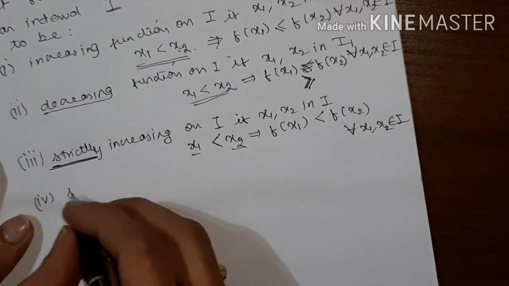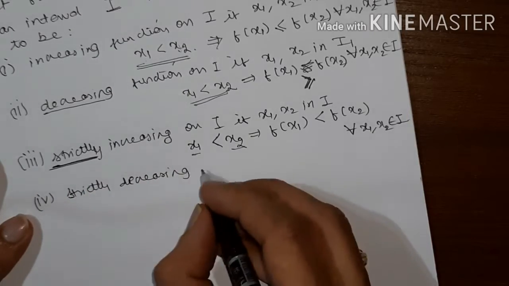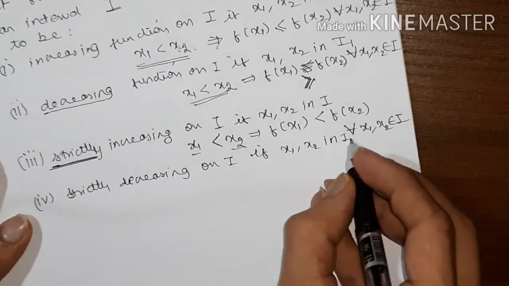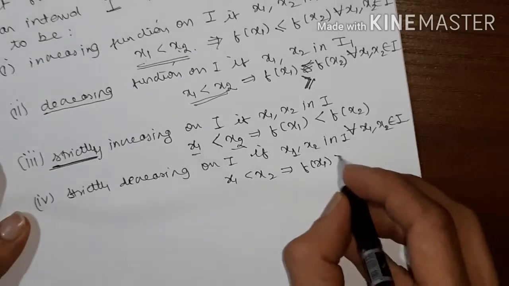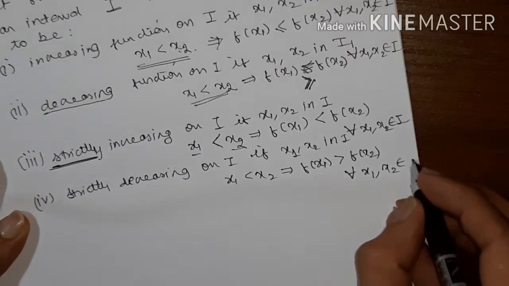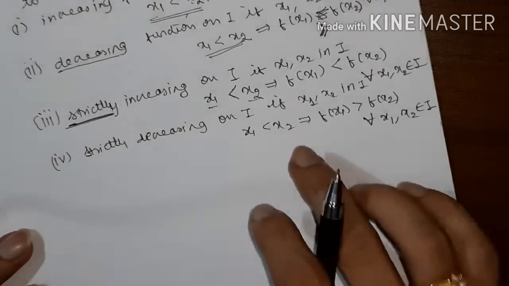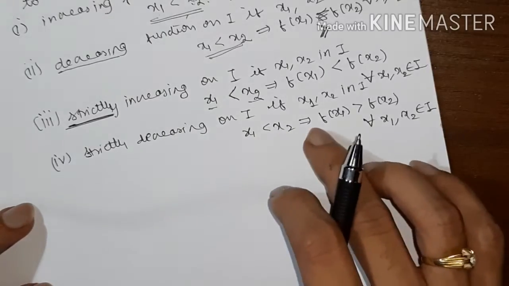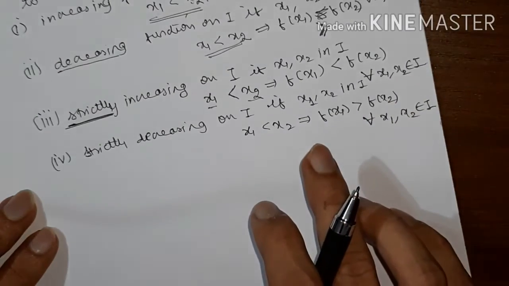Okay, now fourth, if we look at, that is the definition of a strictly decreasing function. Strictly decreasing on I if x1, x2 in I and x1 is less than x2 implies what? f(x1) is greater than f(x2) for x1, x2 belonging to the interval, right? This is the definition, okay? So what is strictly decreasing? Strictly decreasing means when you have x1 less than x2, it will imply that f(x1) is greater than f(x2), okay?